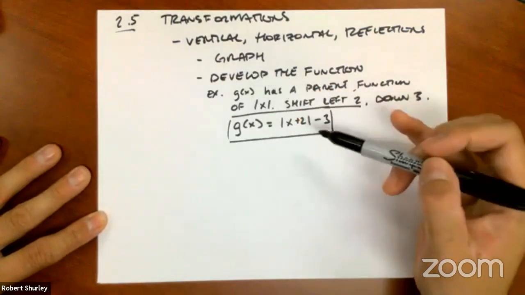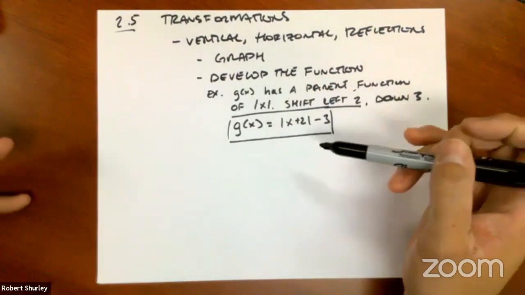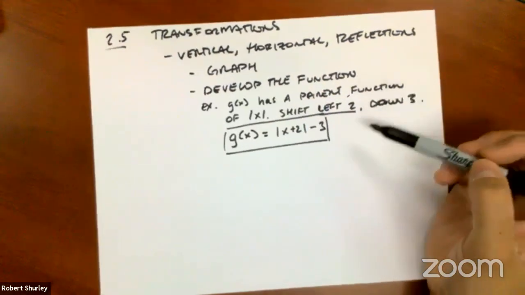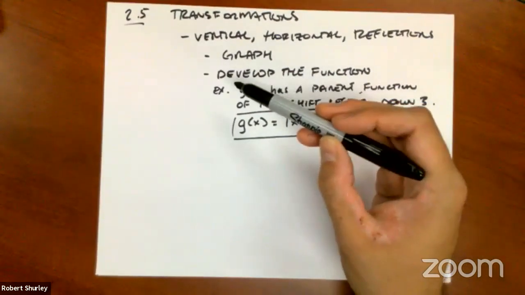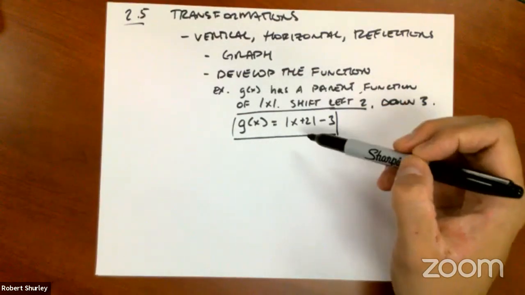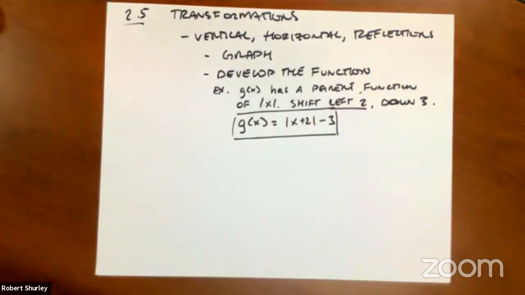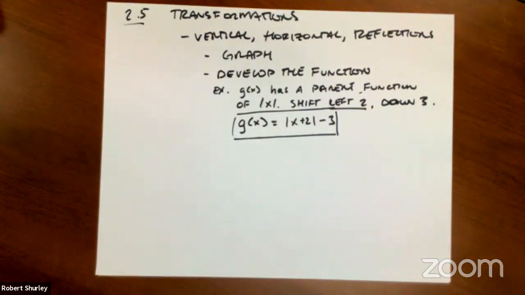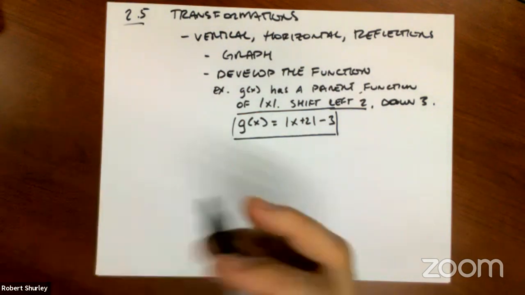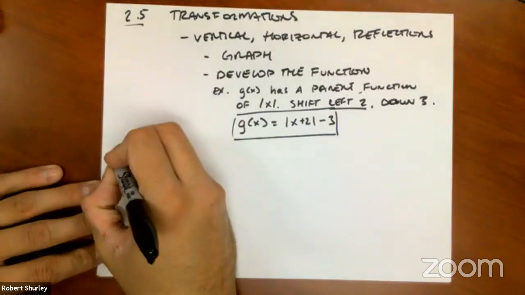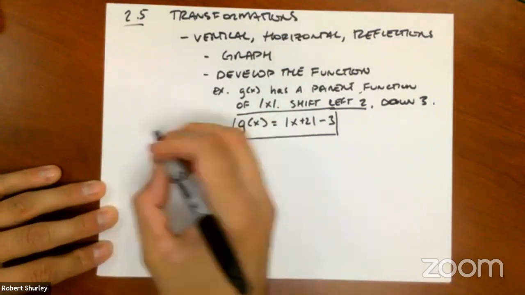So graphing it would be like, I give you this and I ask you to graph it. Okay. And that's in the homework quite a bit. But then developing the function is when you have to come up with the actual equation. So I think, did we do anything? No, that was it. I mean, that was 2.5. It was the transformations. 2.6 though is probably the longest section.